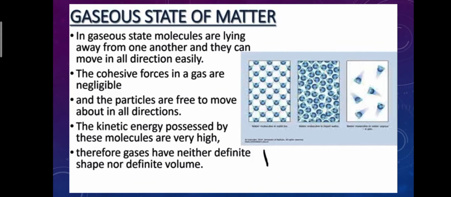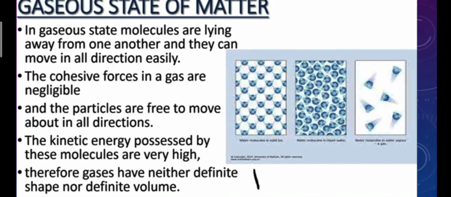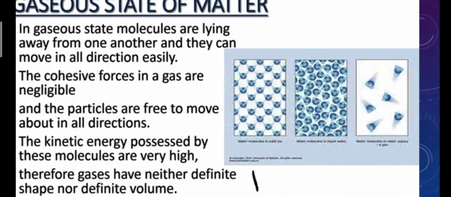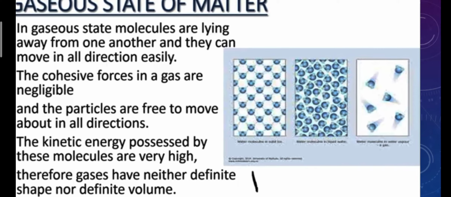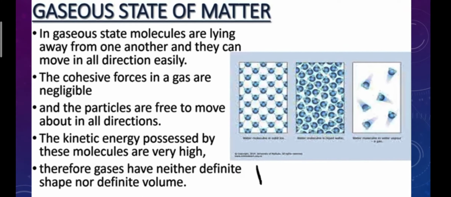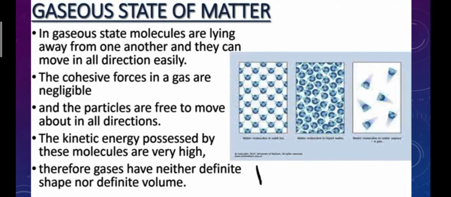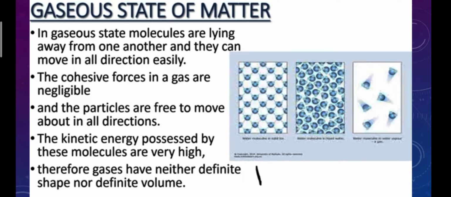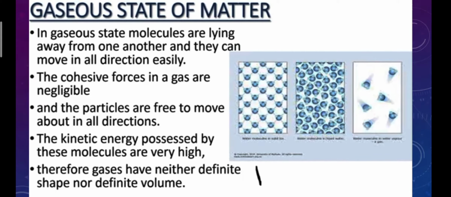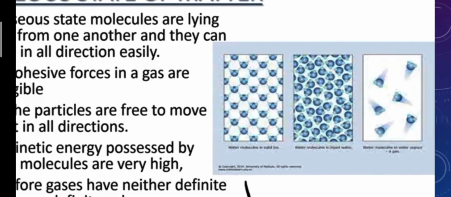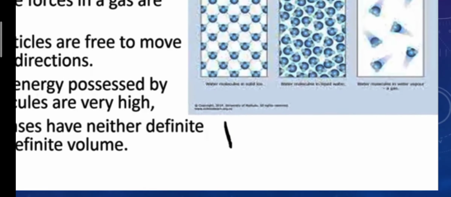Number 3, gaseous state of matter. In gaseous state, molecules are lying away from one another and they can move in all directions easily. The cohesive forces in a gas are negligible and the particles are free to move about in all directions. The kinetic energy possessed by these molecules is very high. Therefore, gases have neither definite shape nor definite volume. It acquires the shape and volume of the container.